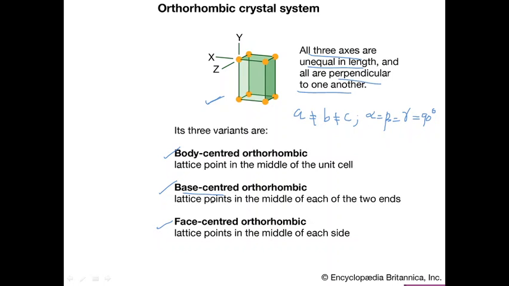In a base centered arrangement, atoms occupy the center position of 2 of the opposite sides. So lattice points in the middle of each of the 2 ends are present in addition to the corner atoms.